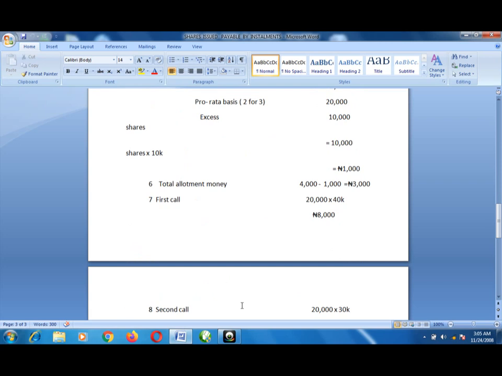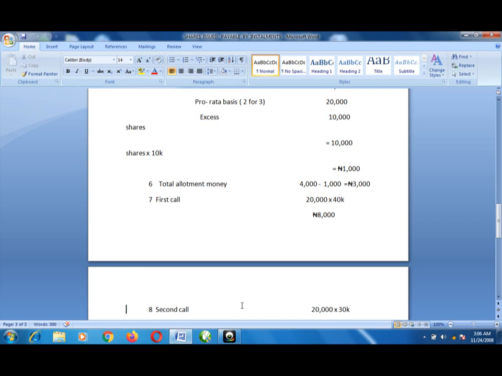Note 6, you have the total allotment money, which is 4,000 naira. And you have the excess of 10,000 units of shares multiplied by 10 kobo, which gives us 1,000 naira. Subtracting 1,000 from 4,000 naira gives us 3,000 naira.